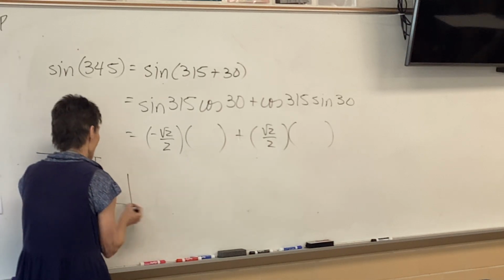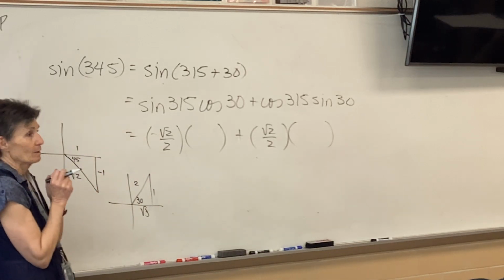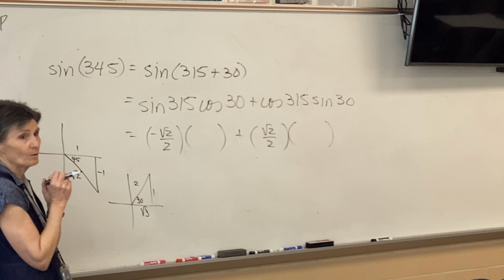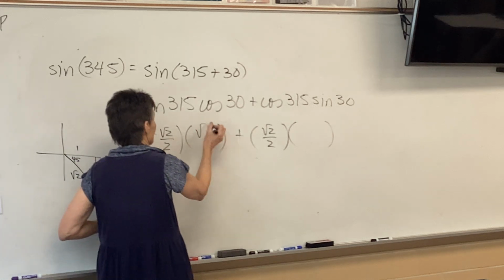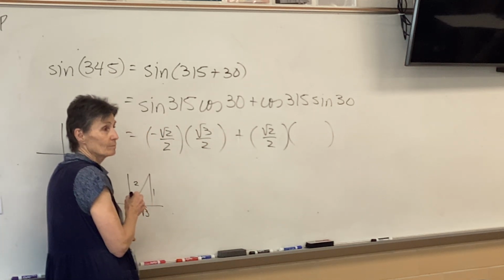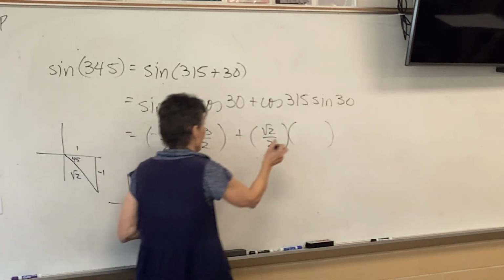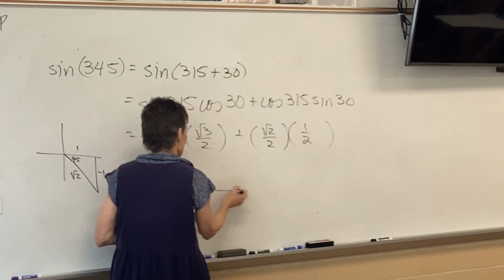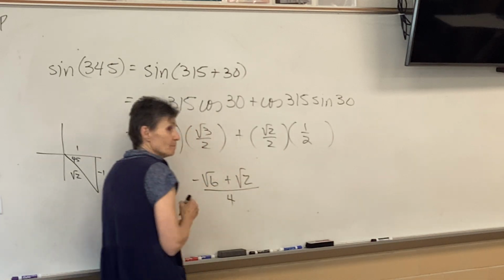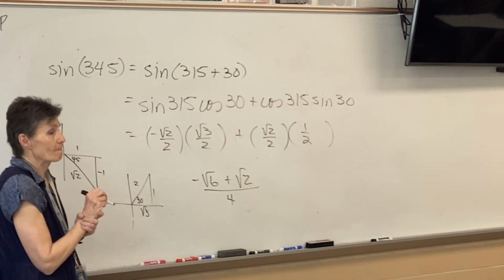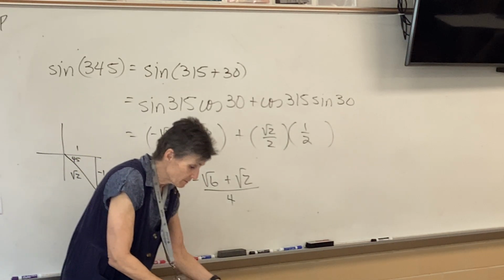All right, well, 30, I've drawn it so many times, I'll draw it one more time. Remember, you can have that drawn on your paper if that's easier for you, I don't care. So what's the cosine of 30? Root 3 over 2, right? What's the sine of 30? Half. Now put all this together, so it's something over 4. Negative root 6 plus root 2. Got it? Yep.